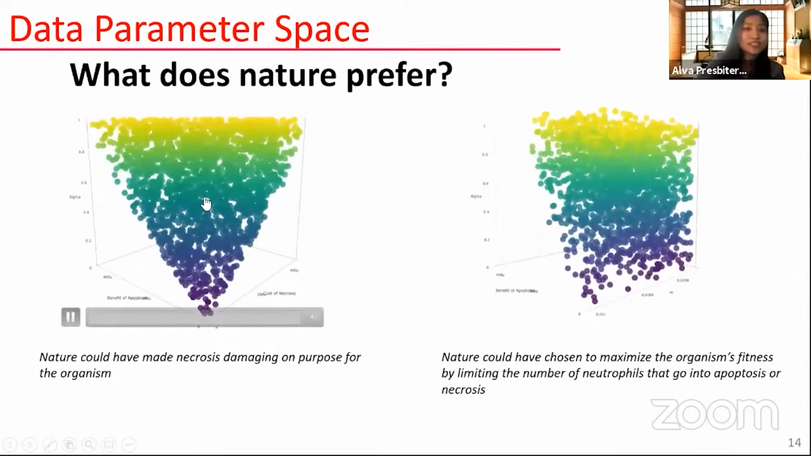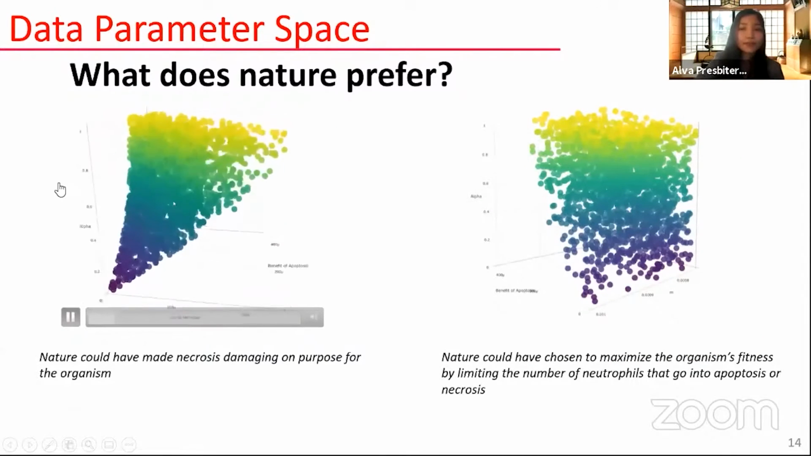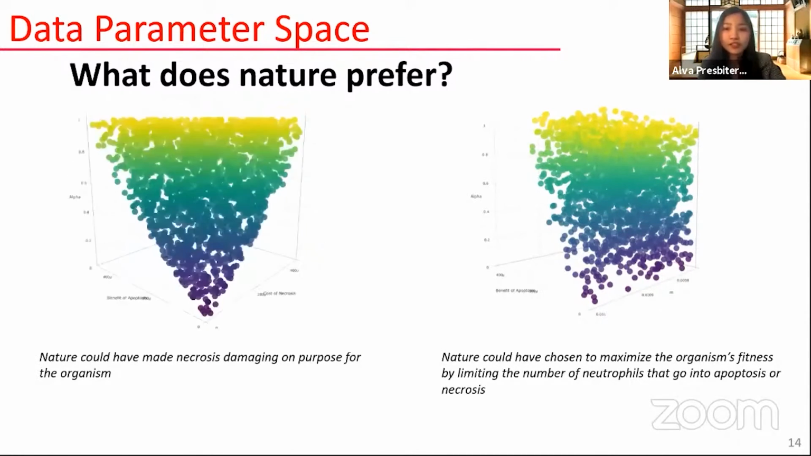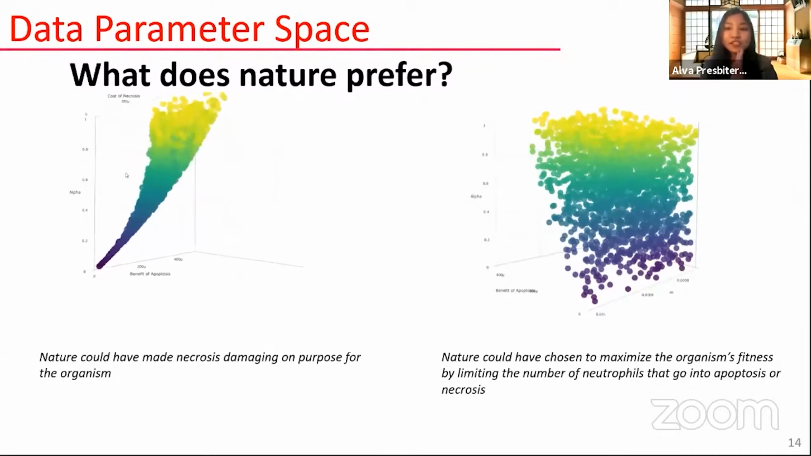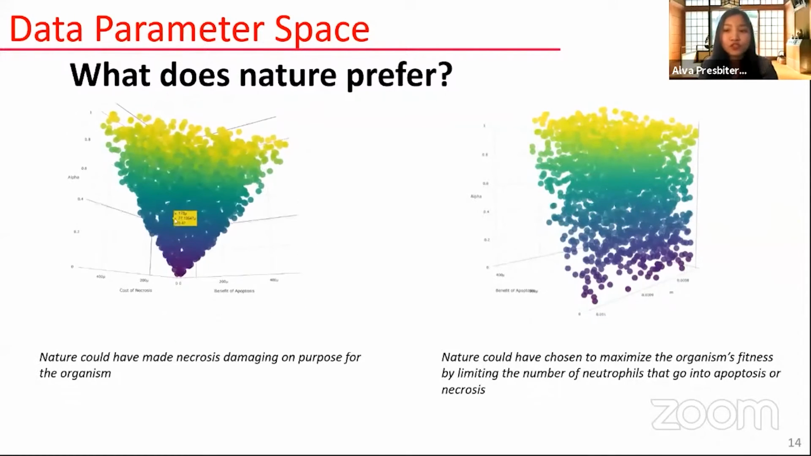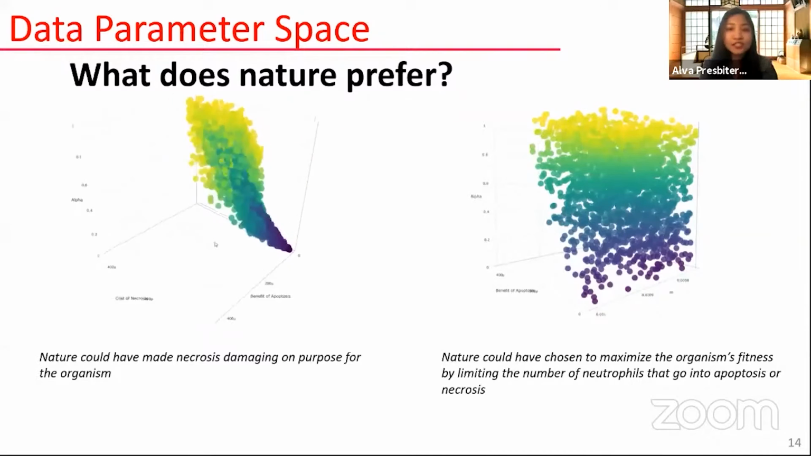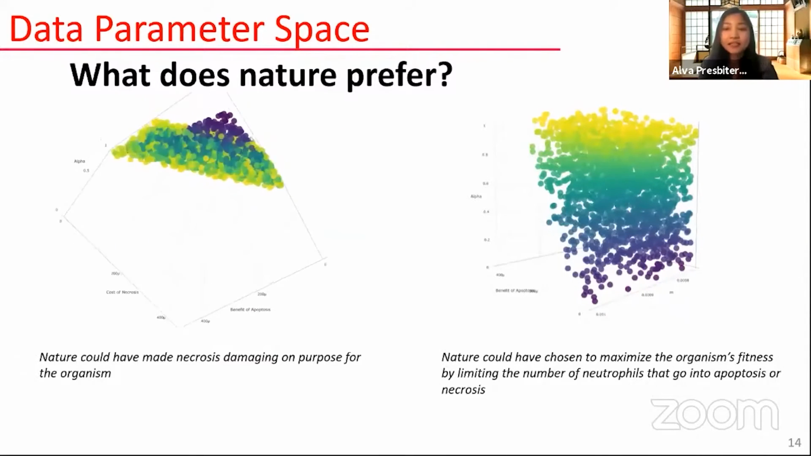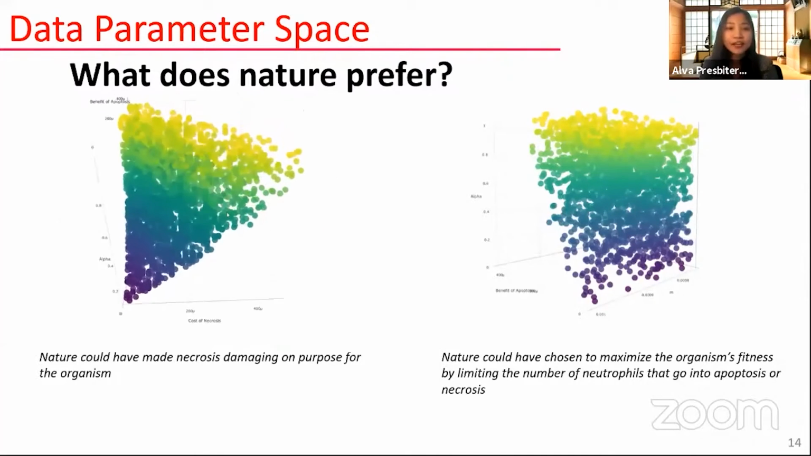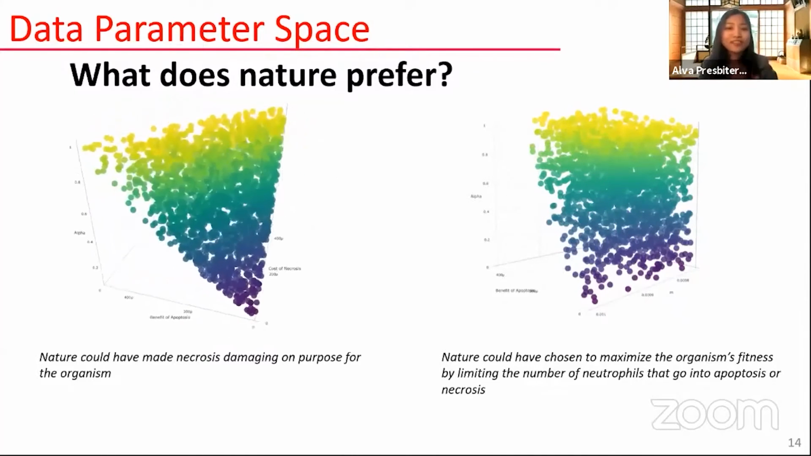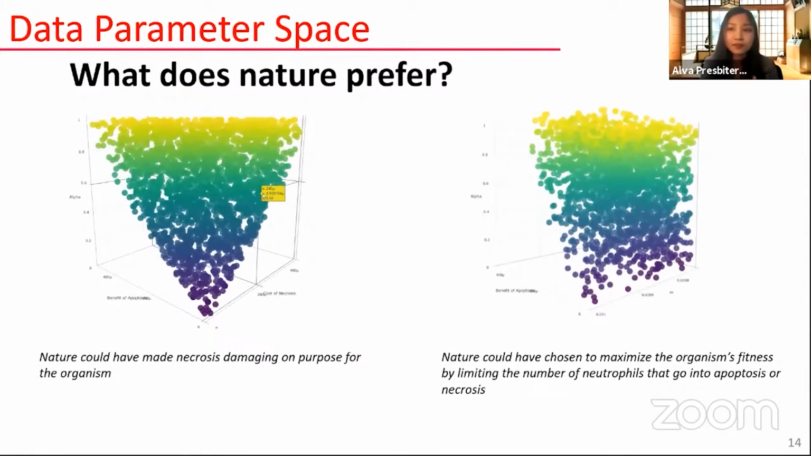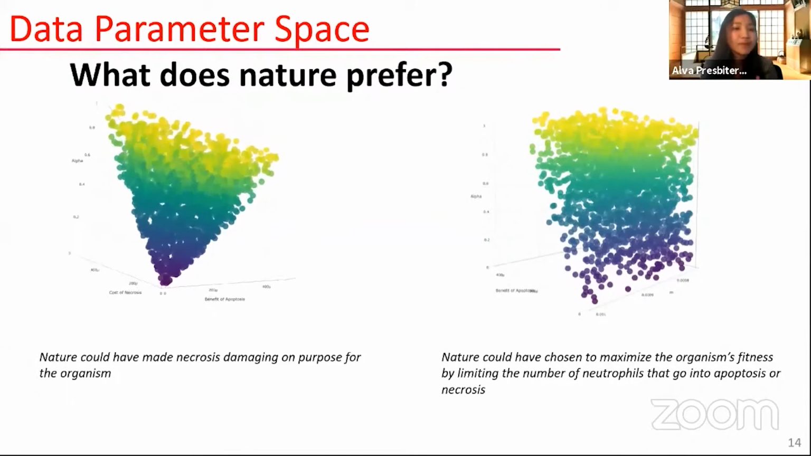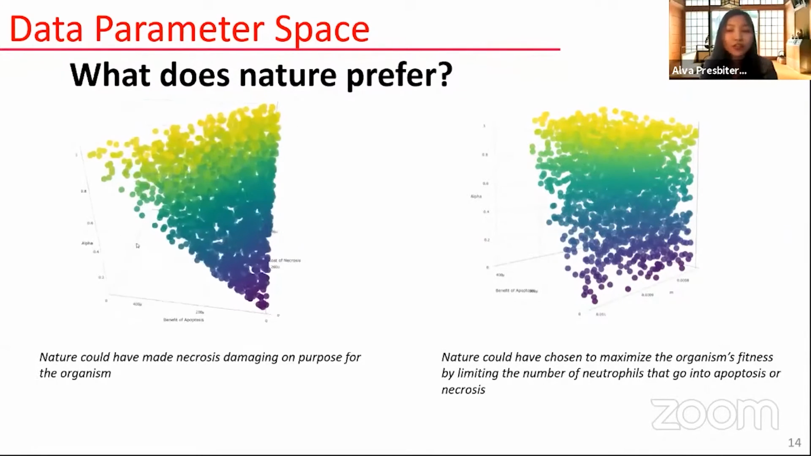So the question is, what does nature prefer? So we plot here the corresponding parameters. On the left, you would see a stable percentage of necrotic and apoptotic neutrophils that correspond to alpha, which is the global cost, the cost of the remaining ITMs in the system. We have the benefit of apoptosis, the cost of necrosis, and what this structure is telling us is that maybe nature could have made necrosis damaging on purpose for the organism.